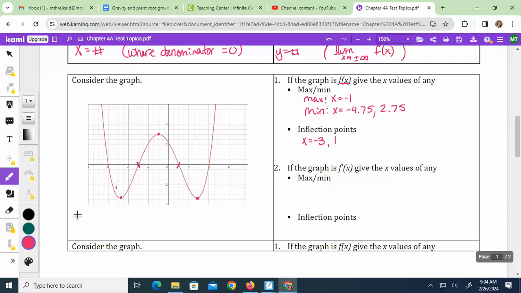All right. Do those make sense to everyone? So if I give you a question like this on the test, we'd be okay. Now I'm going to switch it and say, okay, pretend this is not the original function. This is the derivative. So this is really testing if we know what everything means. I want the max and mins if I'm looking at my derivative.